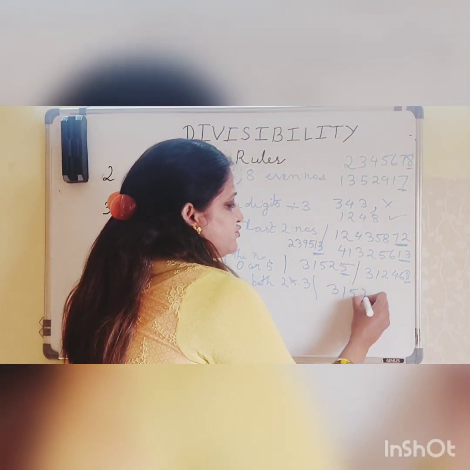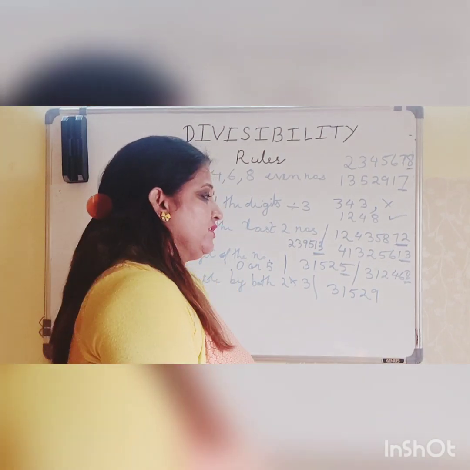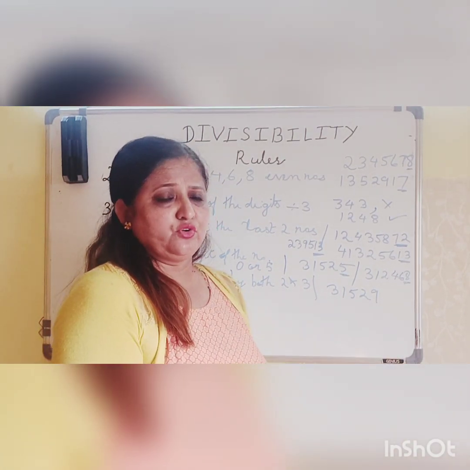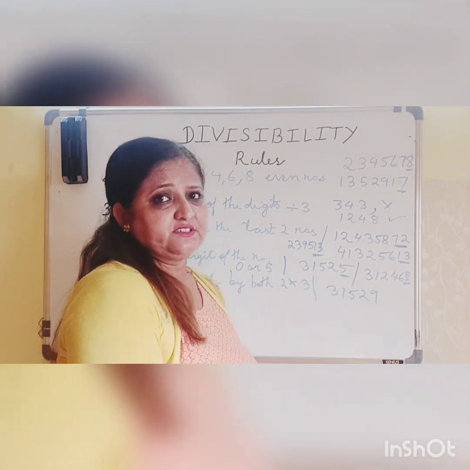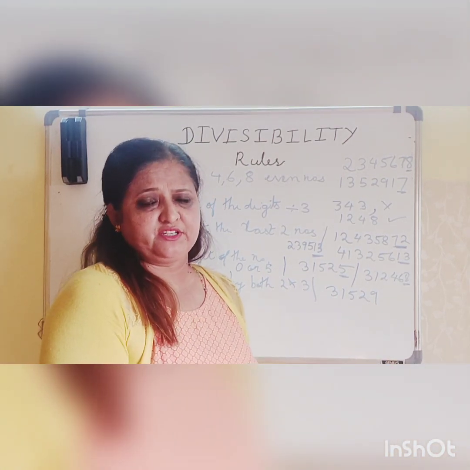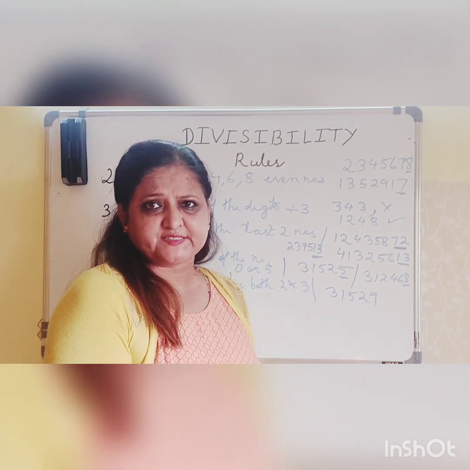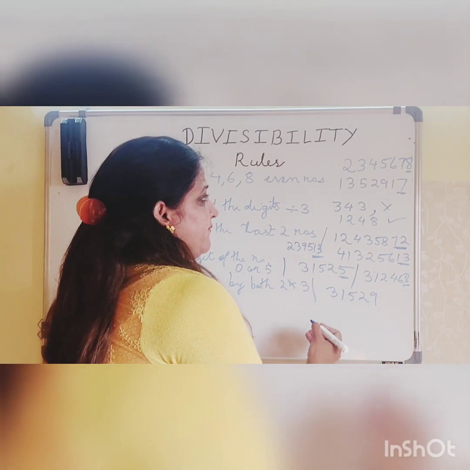Now let me pick up an example: 31529. First we will check whether the number is satisfying the divisibility rule of 2 or not. Simply look at the units digit. What is it? 9. So it's not divisible by 2. So no need of checking the divisibility by 3, because since it's not divisible by 2, it will not be divisible by 6.